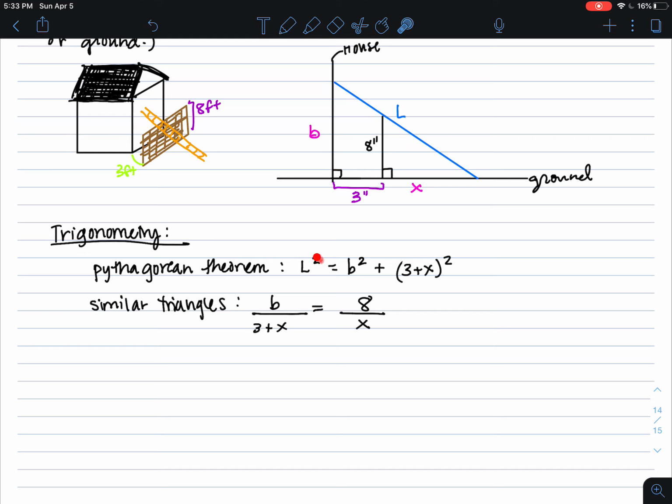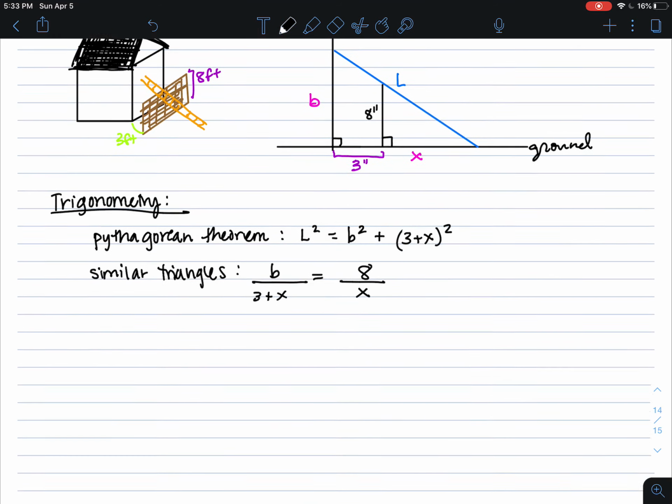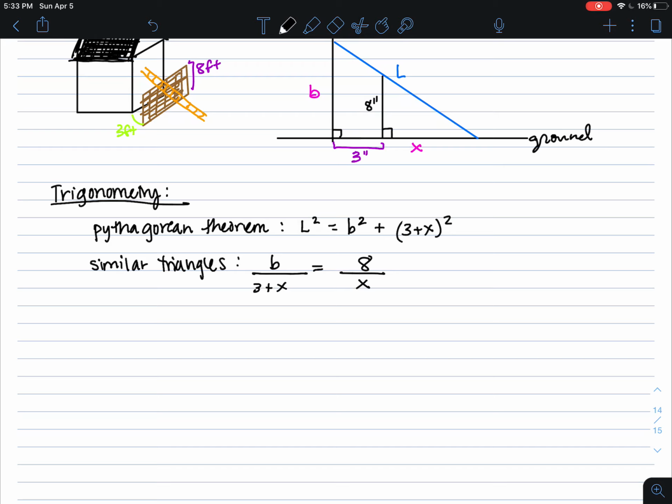So we want to minimize length, which means we need length to be in terms of one variable. And right now it's in terms of both B and x. So we're going to solve for B using the second equation and plug it into our first equation to have this as an equation of just one variable. From the similar triangles, we have B is equal to 8 times (3 + x) over x, which I can rewrite as (24 + 8x) over x, which I will again write as 24 over x plus 8. That'll help us when we're taking the derivative.